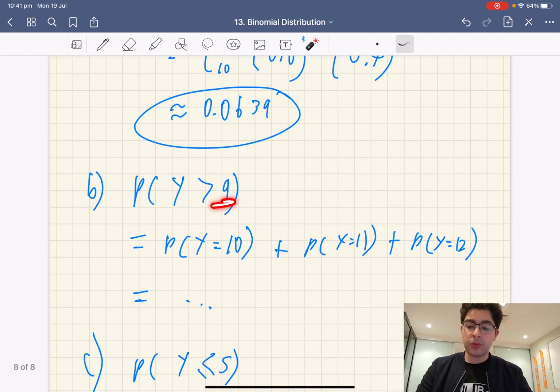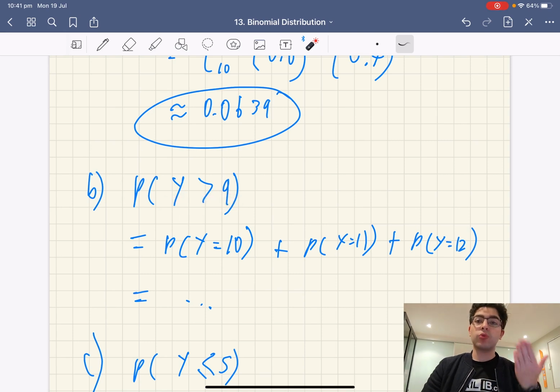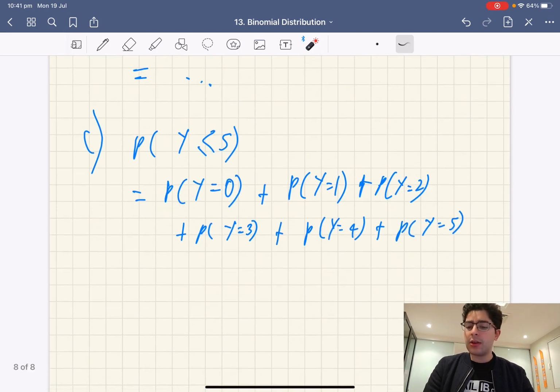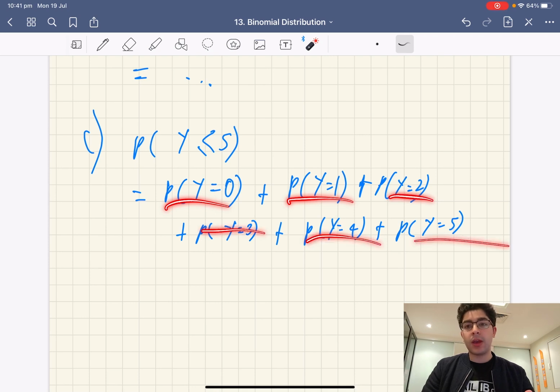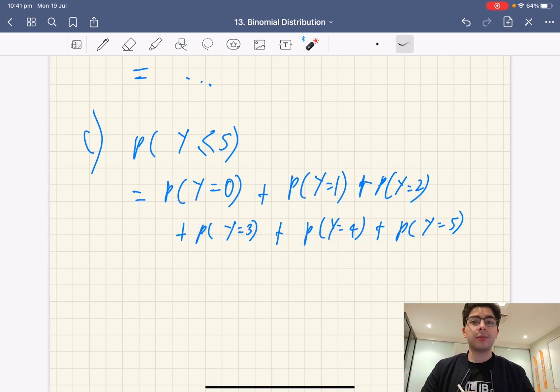Similarly over here, as we can see, when I said probability y is greater than 9, that means we include everything greater than 9 up to the maximum, which is 10, 11, and 12. And then you can pretty much solve all of these, add them all up, and get your answer.